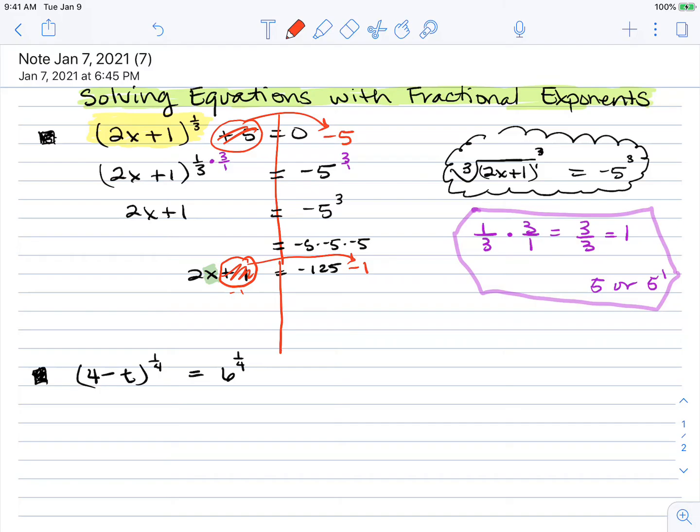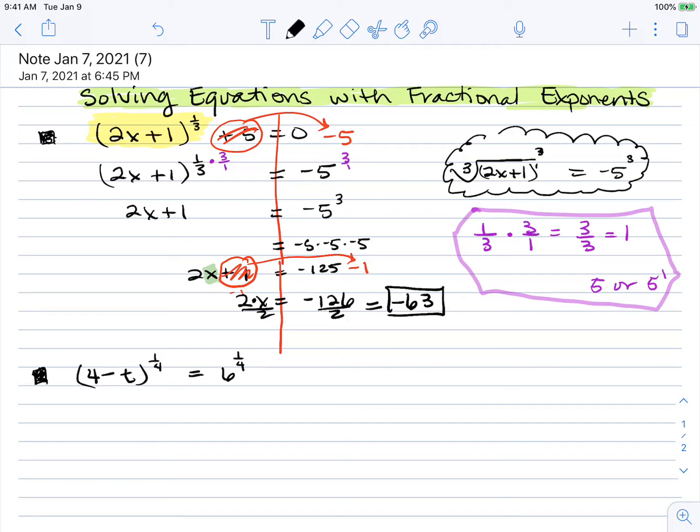And this is going to give me 2x equals negative 126. And when I want to get my x alone, I have to divide by 2 on both sides. So I'm going to divide by 2, and this is going to equal negative 63.